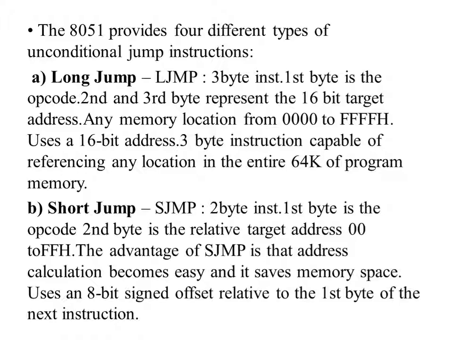The next instructions are unconditional jump instructions. The first is long jump. The long jump instruction is a 3-byte instruction in which the first byte is the opcode and the second and third bytes represent the 16-bit target address. Whenever you need to access any memory location within the 64 kilobytes of program memory, we will use the long jump instruction. This jump instruction jumps to a particular memory location without any condition. Similarly, short jump is a 2-byte instruction and it is capable of accessing memory within 2 kilobytes of memory.